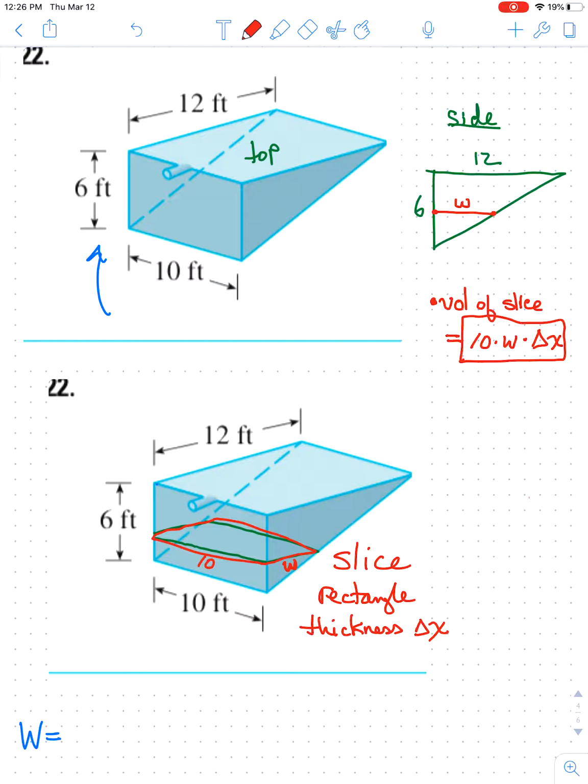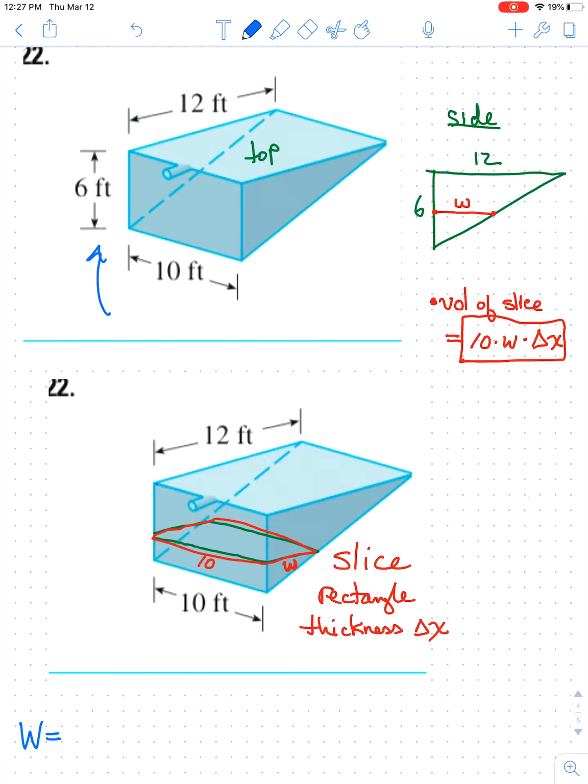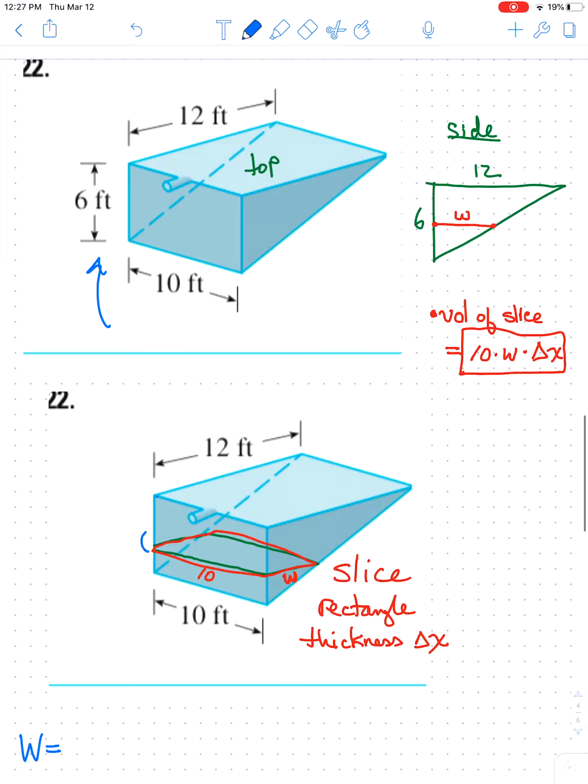We know then that we also have to care about the distance that our slice is traveling. So let's include that here, maybe in blue. So this slice is going to travel all the way up a distance of x to the top. Let's label this distance here x, which is going to mean that this distance down here is 6 minus x.